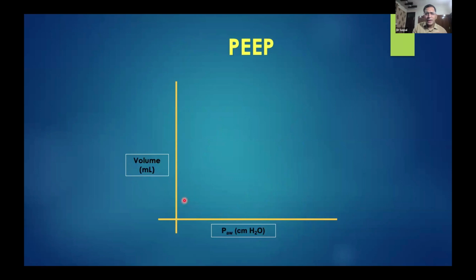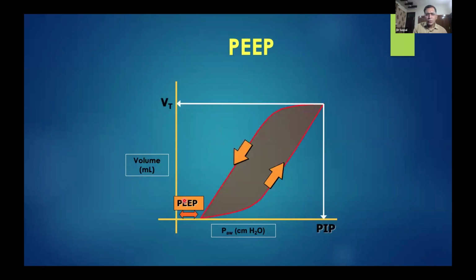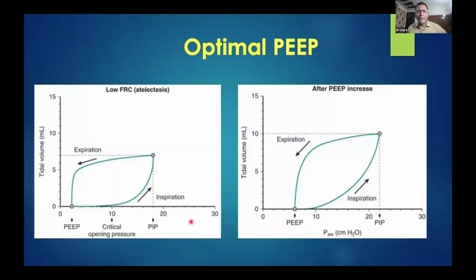As we're talking about PEEP, just go through this. So this is PEEP, inspiration and expiration, and this is the PIP, and the point from where inspiration starts is the PEEP. Okay. So how to decide optimal PEEP? Just go through the two loops here. This loop is almost flattened.